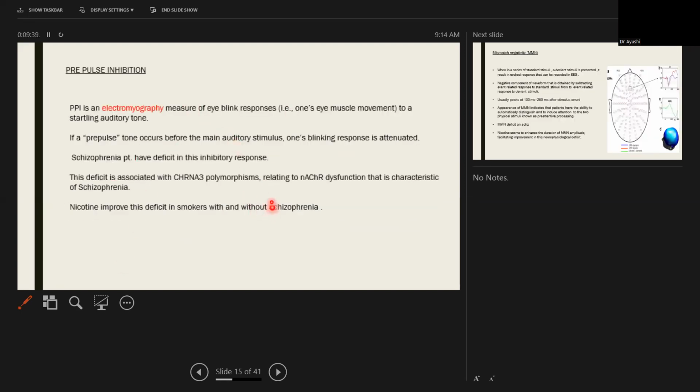Then the second vulnerability marker or endophenotype is pre-pulse inhibition. It is an electromyographic finding. PPI is an electromyographic measure of the eye blink response to a startling auditory tone. If a pre-pulse tone occurs before the main auditory stimulus, that is, if we give a small stimulus before the main auditory stimulus, this eye blink response gets diminished. In schizophrenia, patients have a deficit in this inhibitory response, and this deficit is associated with CHRNA3 polymorphism relating to nicotinic acetylcholine receptor dysfunction that is characteristic of schizophrenia. And again, nicotine improves this deficit in smokers with or without schizophrenia.